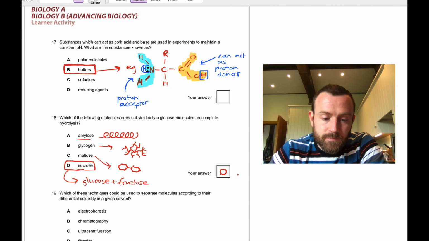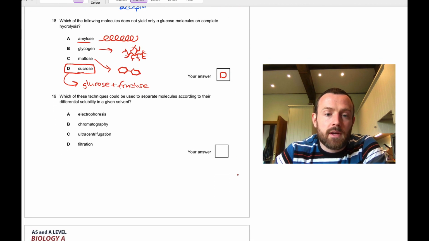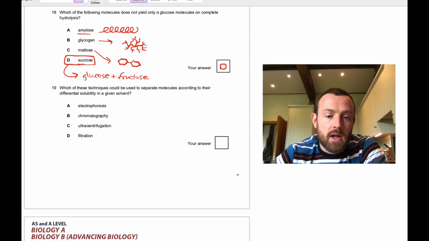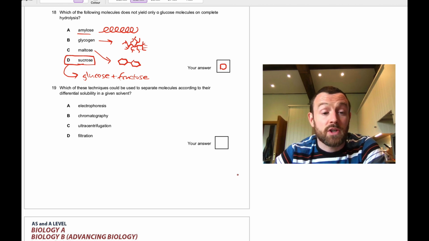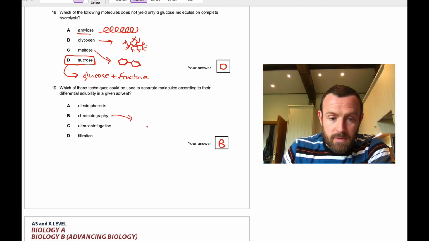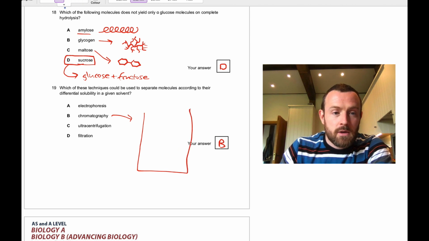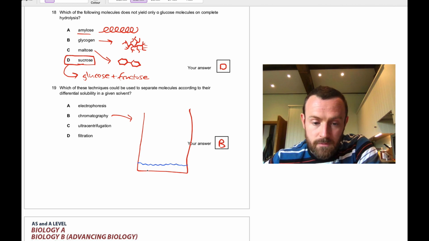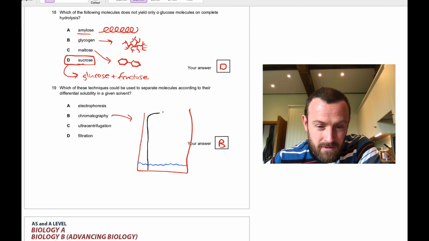Okay, 19. We didn't really talk about this in the mind map. It's more to do with experiments within separating molecules, but the description given here, something used to separate molecules according to their differential solubility in a given solvent, is chromatography. So that's B. Remember, you basically got your beaker like that. Oops, that beaker's gone a bit wonky. You've got your solvent in the bottom. You've got your piece of chromatography paper just sitting in there.